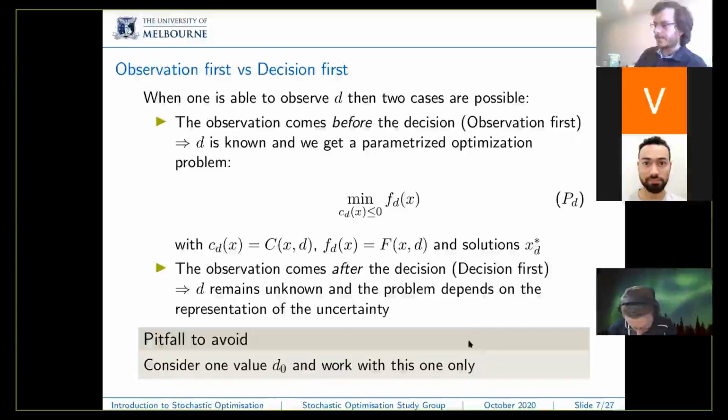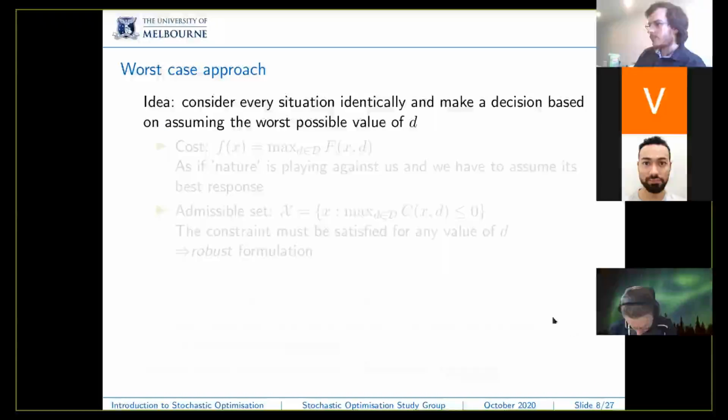Now I'm going to start presenting the different types of uncertain problems you can write, and I'm going to start with one which is not stochastic, but I think it is still important. It is the worst case approach.